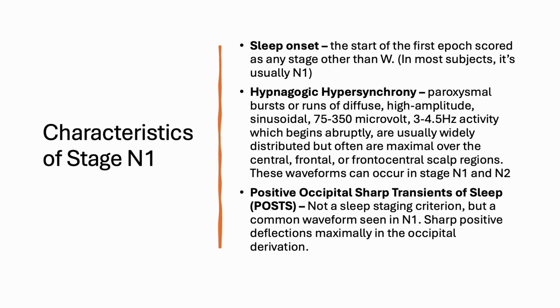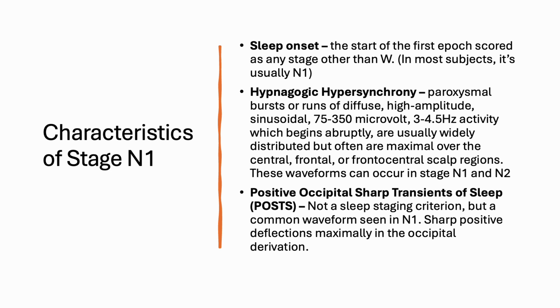A more proper definition would be paroxysmal bursts or runs of diffuse high-amplitude sinusoidal, up and down, 75 to 350 microvolt, 3 to 4.5 hertz activity, which begins abruptly and is usually widely distributed but often maximum, which means it's all over the head. But they're usually seen the most over the frontal, the central, or the fronto-central scalp regions. These waveforms can occur in N1 and N2.